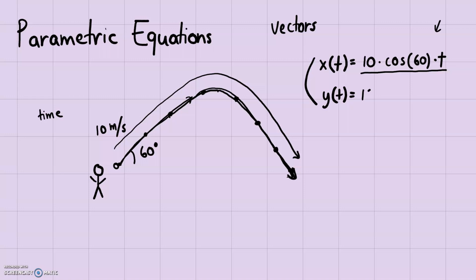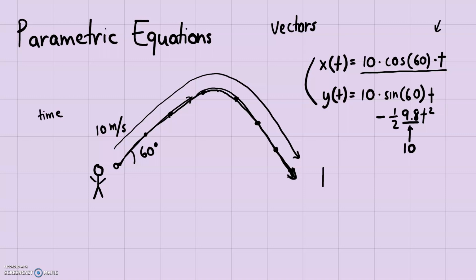Okay, so the y direction can be modeled by 10 times the sine of 60, times t, minus 1/2 times 9.8 times t squared. Okay, this is the gravitational constant. I'm just going to use 10 here instead of 9.8 to simplify the calculation.